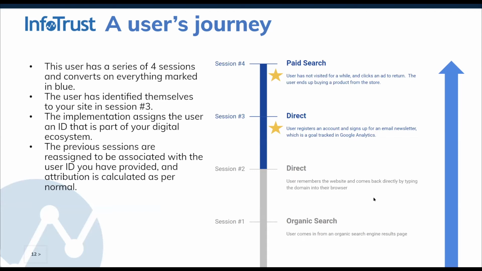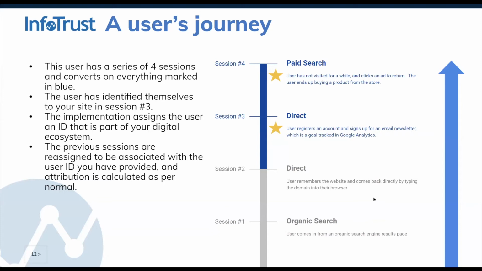So let's say I'm jumping on your site and I find it through organic search. I click on that from a search engine results page. I check it out. I like what I see. I remember your brand, and then I leave. In session 2, I go, hey, I remember InfoTrust. I'm going to go to InfoTrust.com and I come back in through direct.